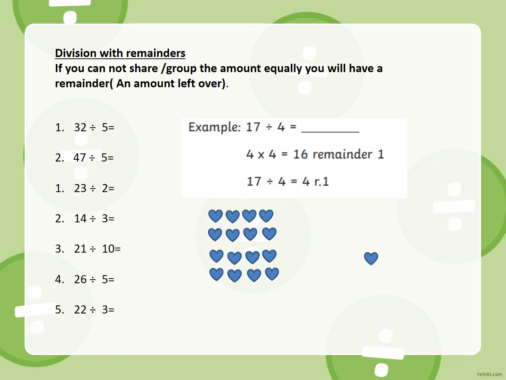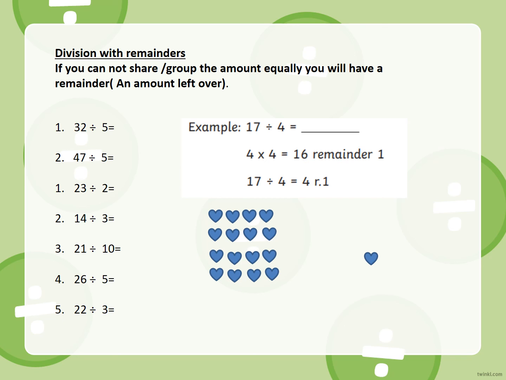So I write 17 divided by 4 equals 4 R 1. From the image you can also see that I had 17 to begin with. I divided them and put them into groups of 4, and you can see that there was 1 heart left over, so that is my remainder.